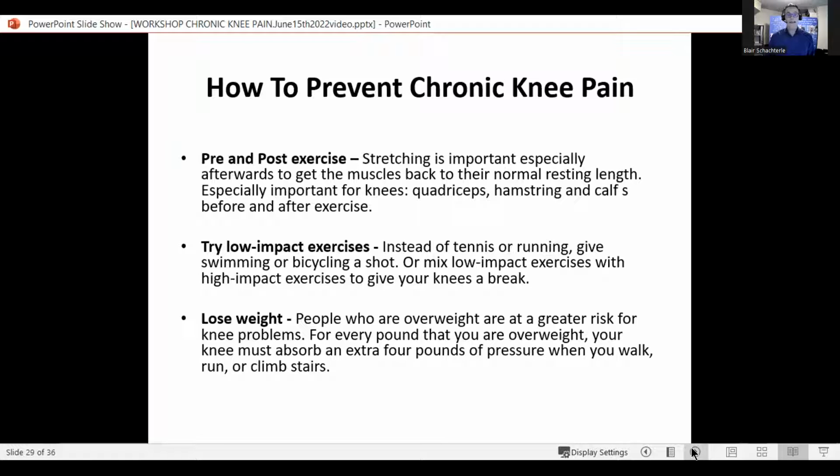Stretching is really important after to get the muscles back to their normal resting length. And so the stretching that we like to focus on is quadricep, hamstring, calf, and we'll talk about deep rotators and abductors in our hip tonight in the video as well.